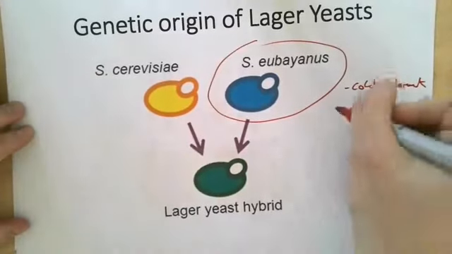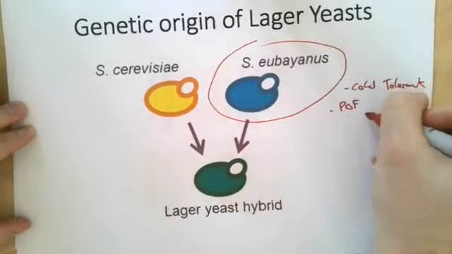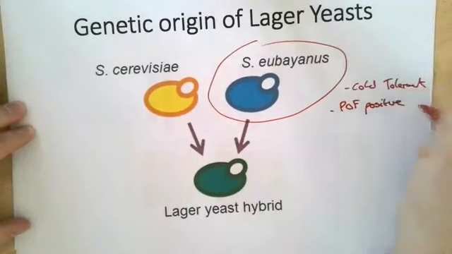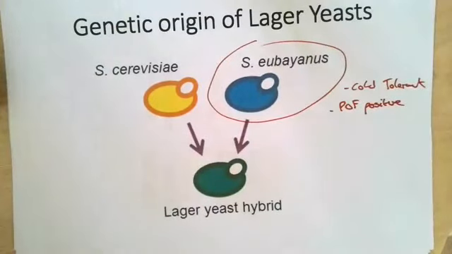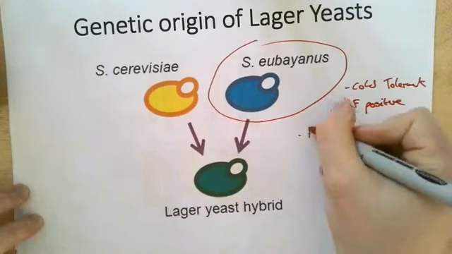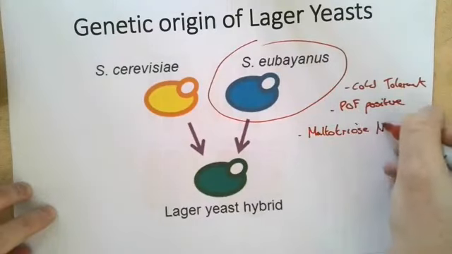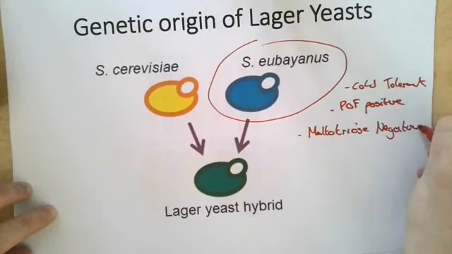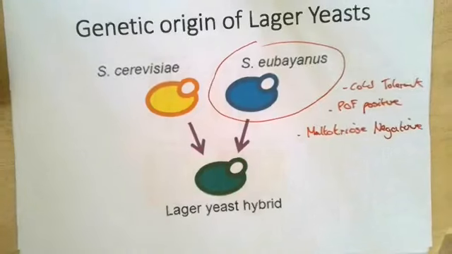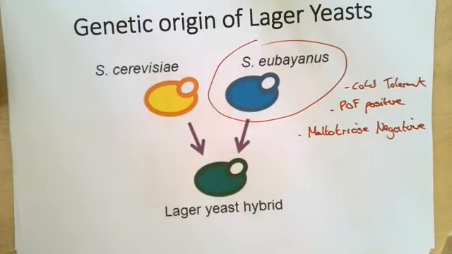It's POF positive. This is the phenolic off flavor that you get in Belgian beers, but you don't really get in lager beers, which is interesting. It's also maltodextrinase negative. So this means that it won't ferment the 3-glucose sugar within a brewery wort, which isn't very useful if you're trying to make a fully attenuated beer, and is not normally a characteristic of most lagers.